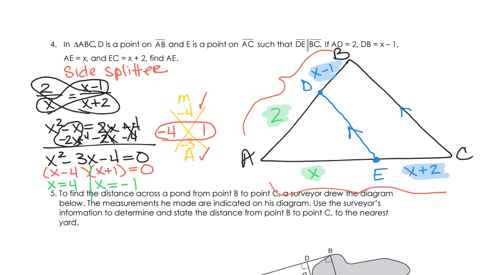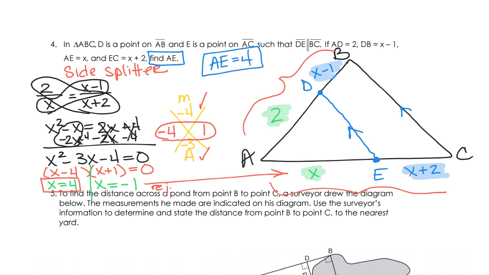However, in geometry, when we have pictures of line segments or angles that can't be negative, most likely the negative 1 will go away or get rejected. And we can see that it is going to get rejected right there. That side, AE, cannot have a length of negative 1. And now I have a reason to reject it. And we'll keep x equals 4 as our value of x. However, they want to know the length of AE, but AE is x. And so now we can go ahead and say that AE equals 4.